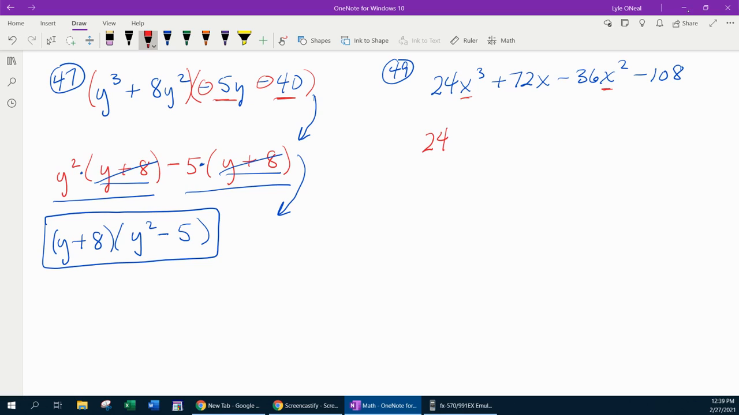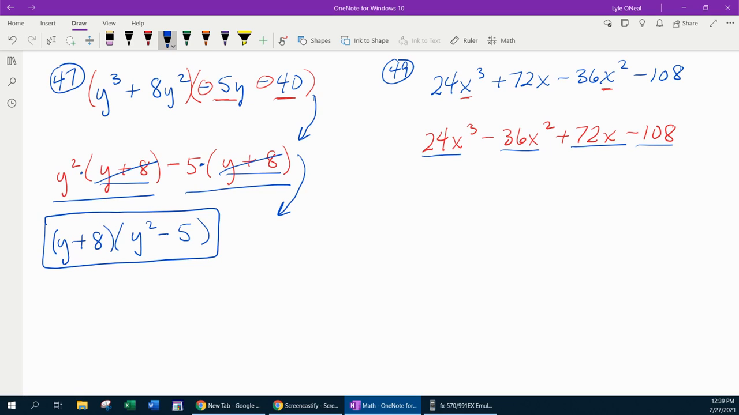So that's going to be 24x cubed minus 36x squared plus 72x minus 108. Now that it's in descending order, I need to consider the greatest common factor. What will divide evenly into all 4 numbers? There may not be one, but in this case, I notice they're all even. So I know at least 2 will go into all of them. But it turns out the biggest common factor is 12.